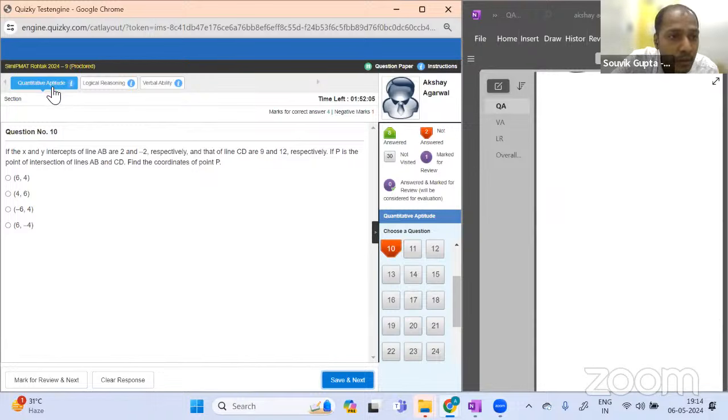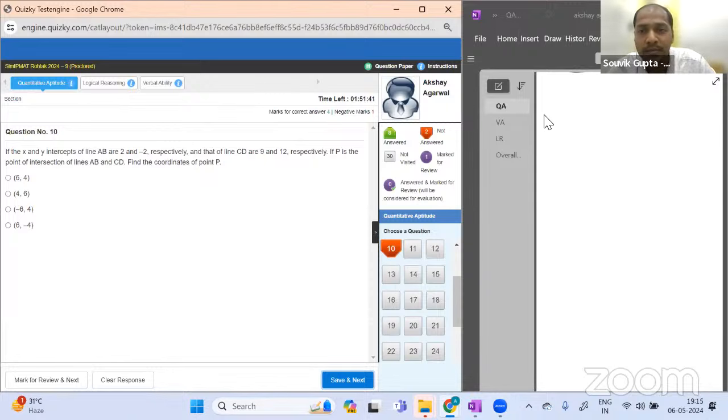I have attempted 8 in 8 minutes, on track. If X and Y intercepts of the line AB are 2 and minus 2 respectively, and that of the line CD are 9 and 12 respectively, and P is the point of intersection, find the coordinates of point P.